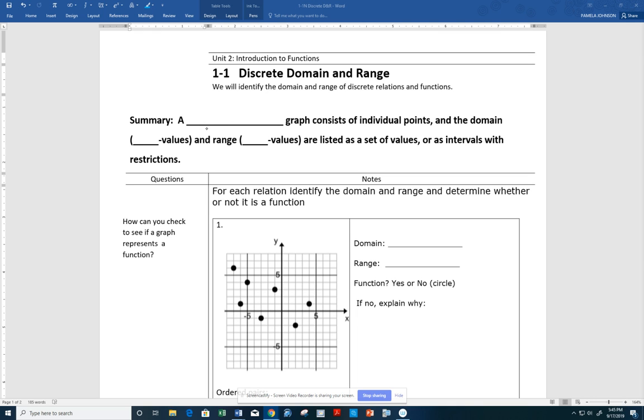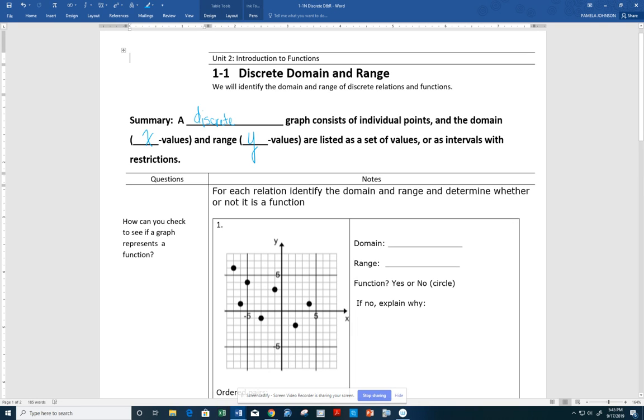Hi guys, so today we're going to talk about discrete domain and range. A discrete graph consists of individual points, okay? Discrete data would be individual points as well. It would be just individual coordinates. Domain always refers to your x values, and range always refers to your y values.